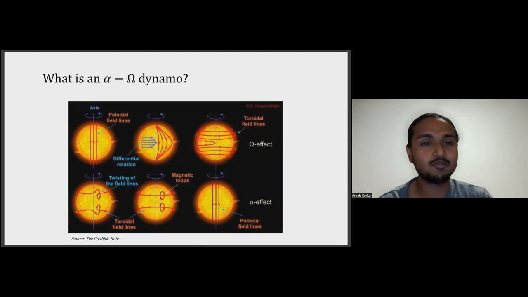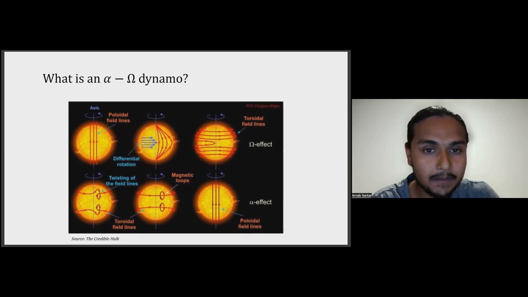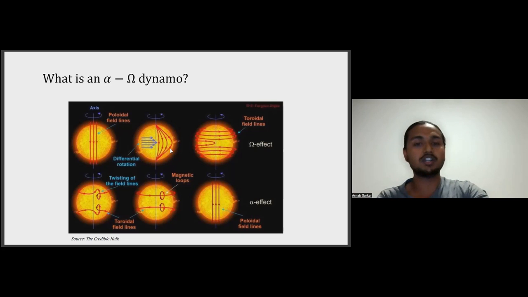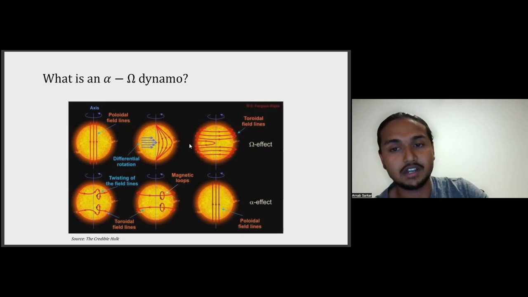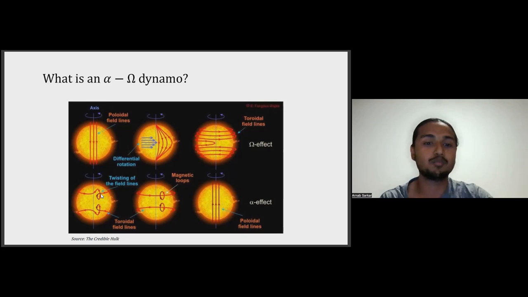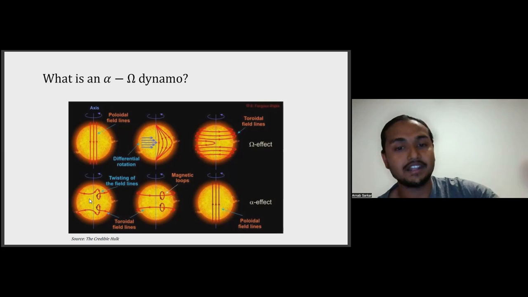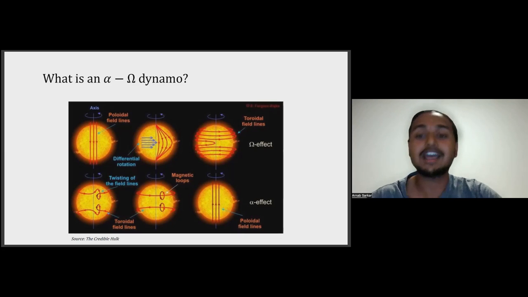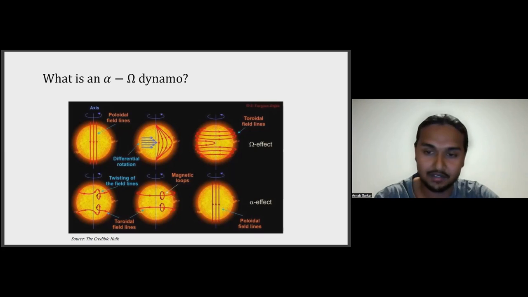An alpha omega dynamo is the mechanism with which a differentially rotating star can maintain long-term magnetic fields. How this works is due to two effects. If you have poloidal field lines like here, differential rotation leads to twisting of these poloidal field lines to form toroidal field lines, and this is called the omega effect. Whereas due to anisotropic turbulence, toroidal field lines twist to form magnetic loops, which give rise to poloidal field lines, and this is called the alpha effect.